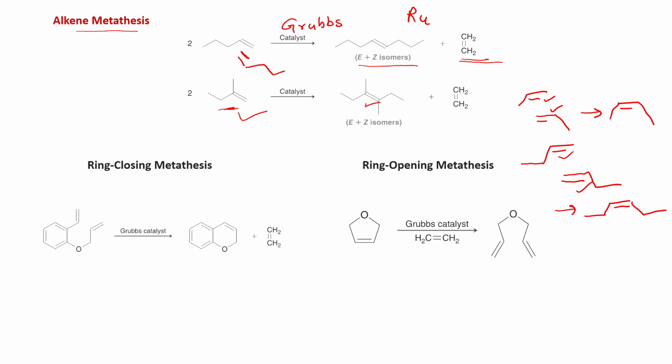These alkene metatheses are of two types. One is ring closing metathesis. Here you can see these two double bonds getting merged and closing the ring, making a ring. The other is ring opening metathesis. Here you can see this part of the ring is getting opened, and this is the product you are getting.